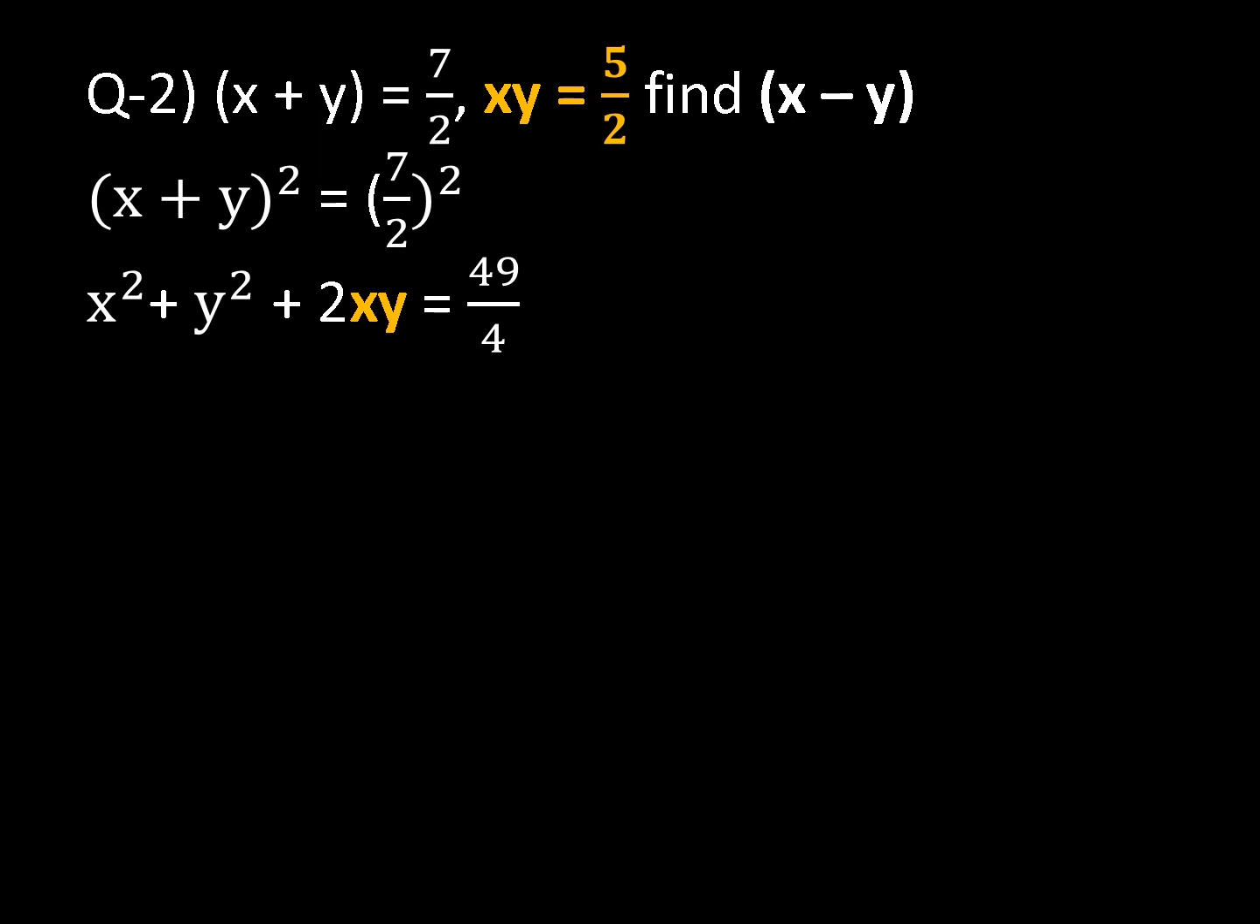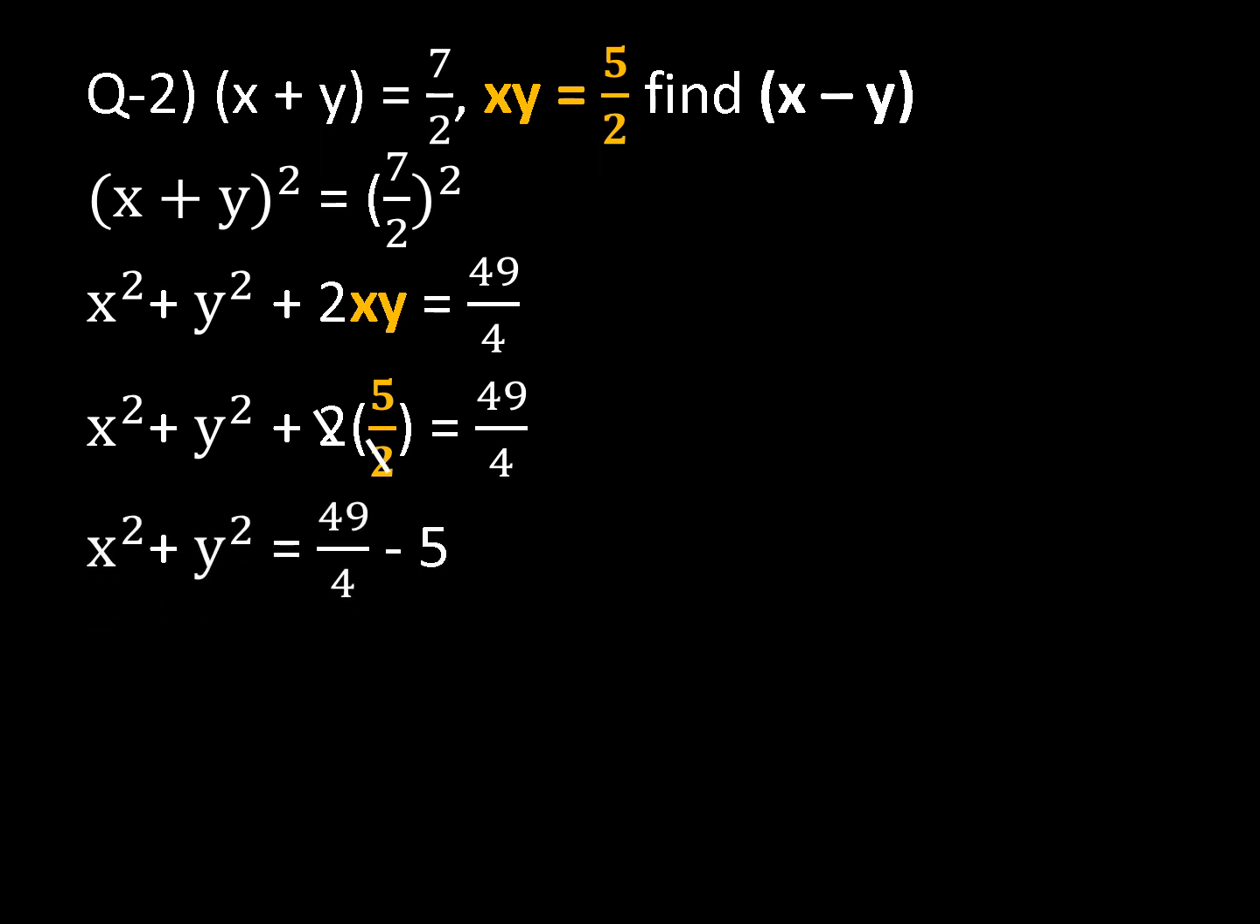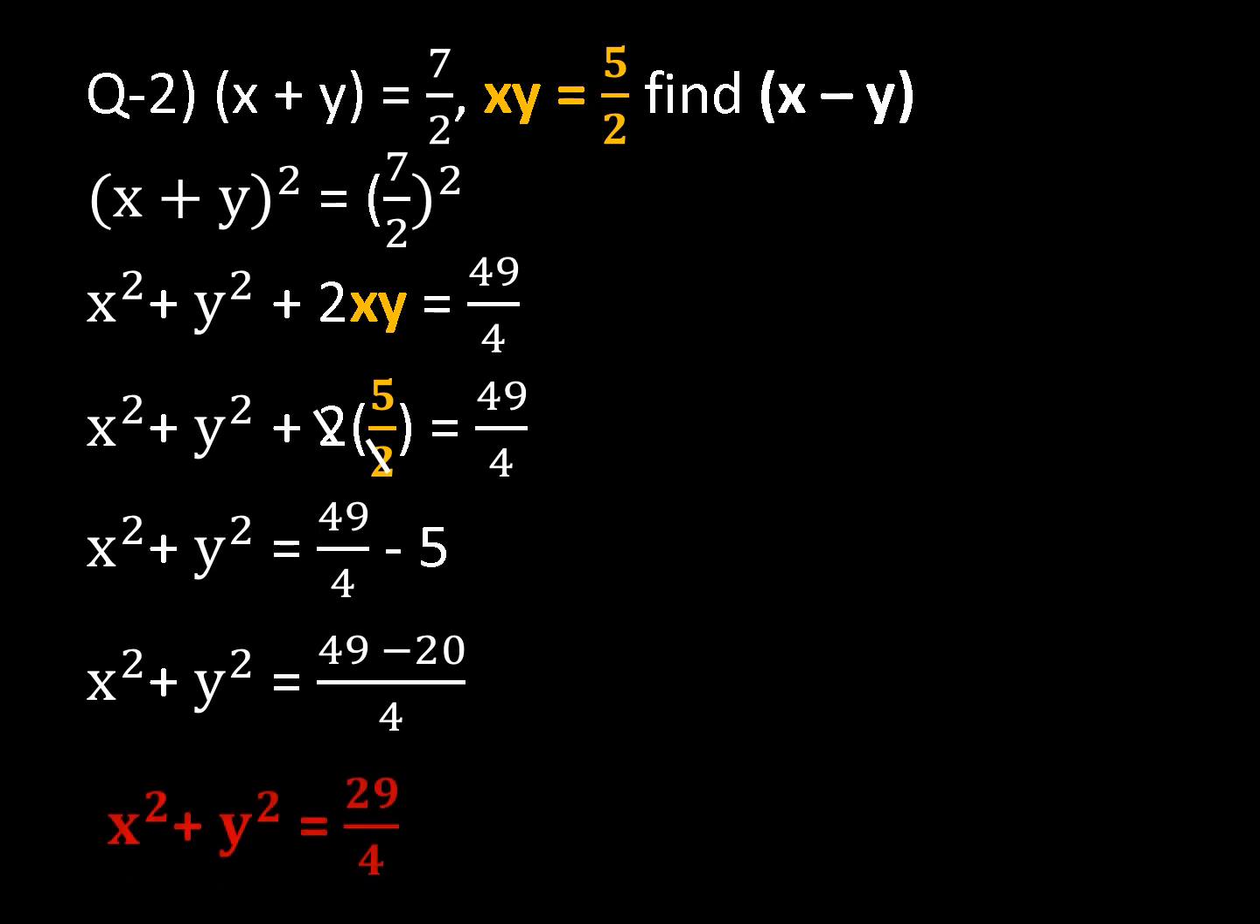Now we will substitute the value of xy. That is x square plus y square plus 2 into 5 by 2 equal to 49 by 4. Let us simplify this. 2 and 2 get cancelled. And then x square plus y square is equal to 49 by 4 minus 5. On simplification, it gives 49 minus 20 by 4. And finally, x square plus y square we get 29 by 4.